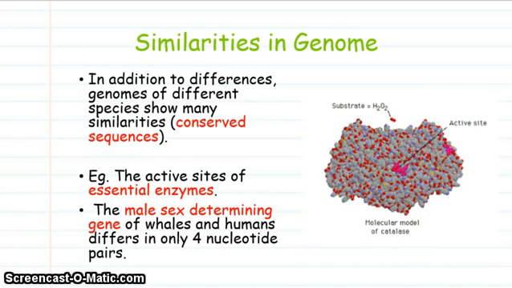Genomics can also be used to determine similarities in genomes. There are many sequences in the genome which are called conserved sequences, such as the active sites of essential enzymes. And another example, the male sex determining gene of whales and humans differs by only 4 nucleotide pairs.